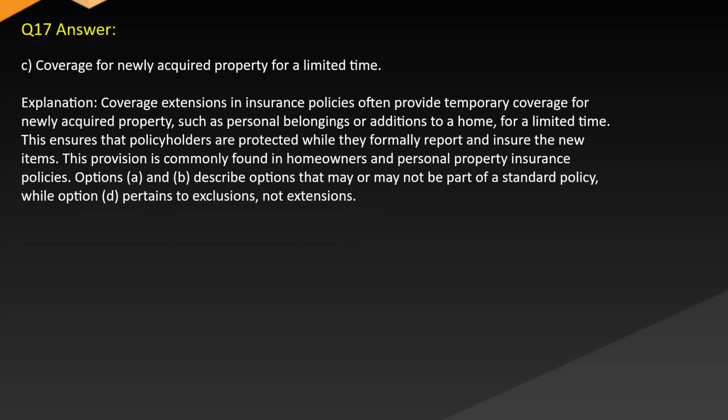Answer. C. Coverage for newly acquired property for a limited time. Explanation. Coverage extensions in insurance policies often provide temporary coverage for newly acquired property, such as personal belongings or additions to a home, for a limited time. This ensures that policyholders are protected while they formally report and insure the new items. This provision is commonly found in homeowners and personal property insurance policies. Options A and B describe options that may or may not be part of a standard policy, while option D pertains to exclusions, not extensions.